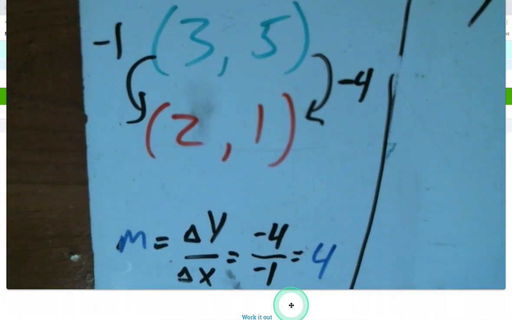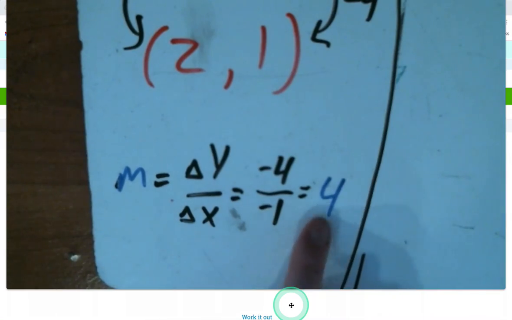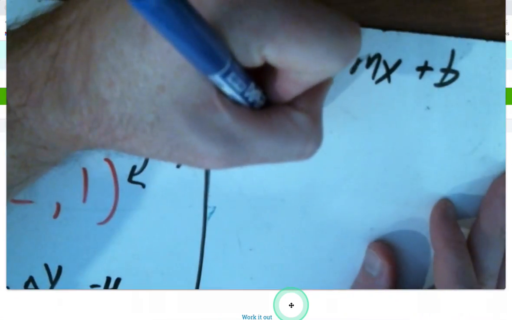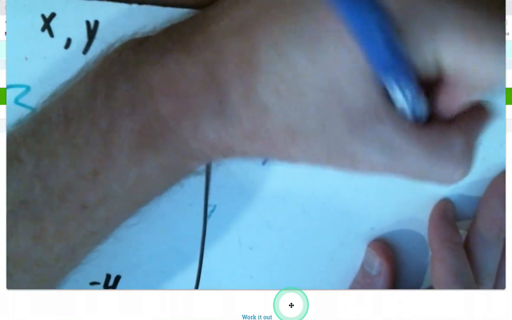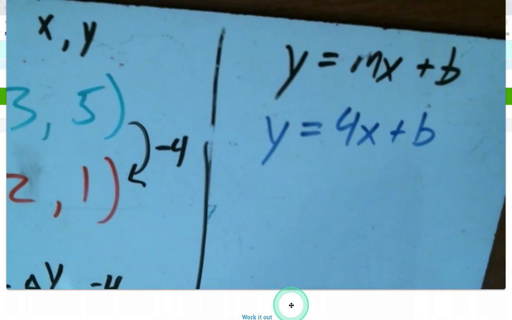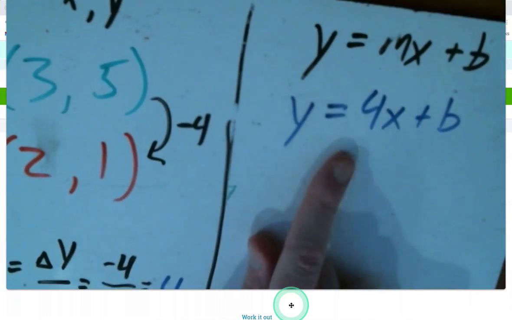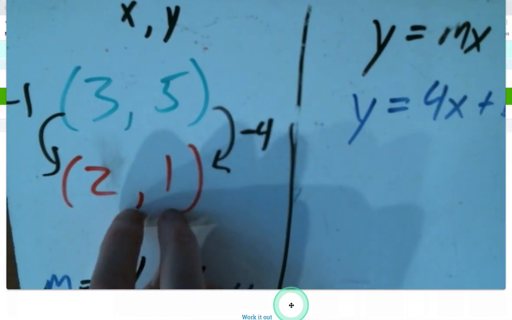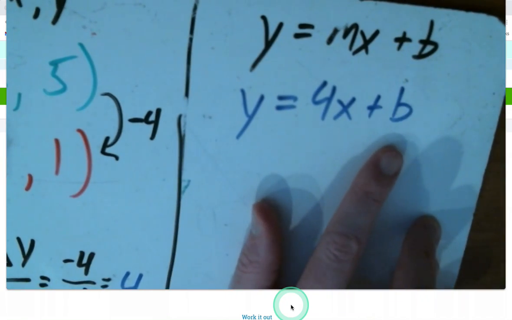Now that we know the slope is 4, I'm going to go to my y equals mx plus b formula, and I'm going to take this 4 for slope and plug it into the equation. Y equals 4x plus b. Again, we figured out slope was 4. That's how we got this first piece here. Now we get to choose. I can choose either data point, and I'm going to plug in one of these data points to help me find the b, the y-intercept.